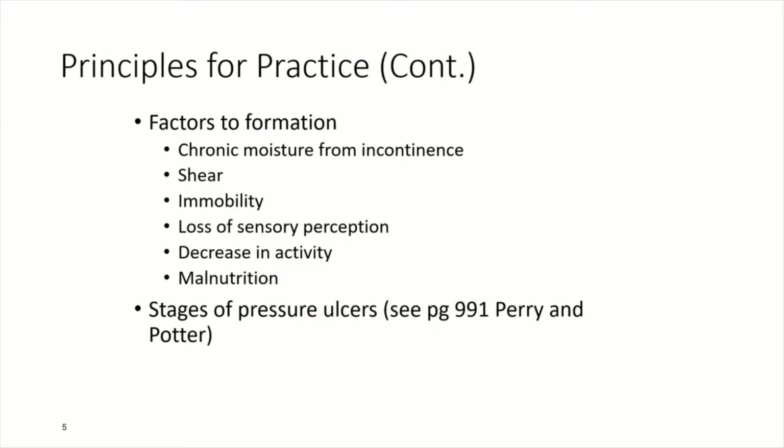Principles for practice. Factors to formation: chronic moisture from incontinence, shear, immobility, loss of sensory perception, decreased activity, malnutrition. Stages of pressure ulcer, page 991 from the Perry and Potter book. That is also on the Word document that is copied and pasted up in Blackboard.